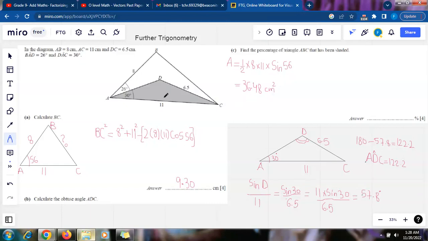We have to find the area of the shaded part, that is the smaller triangle. So we will again use the same formula, but the problem over here is that we do not know the included angle. We know these two sides, 6.5 and 11, but we do not know this angle. So we need to find out this angle first. We know that this angle is 122.2 degrees, since we have calculated the value in the second part. This is 122.2 and this is 30.